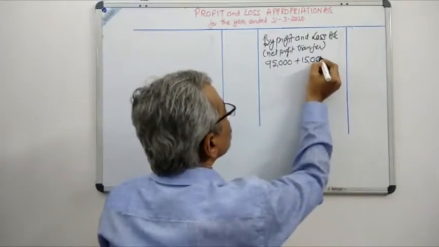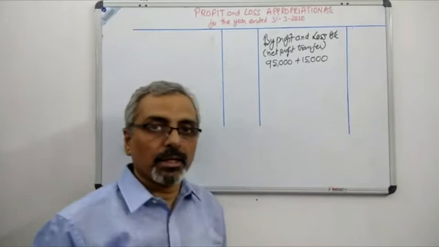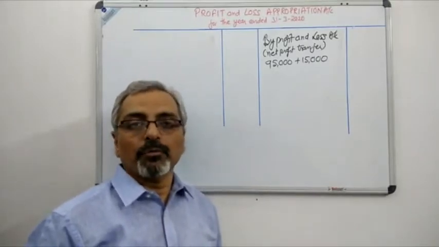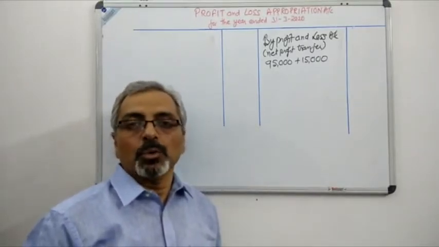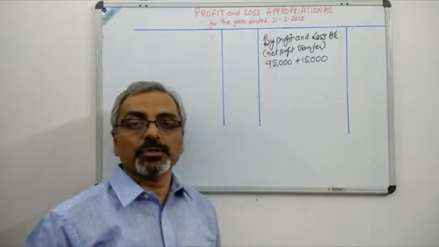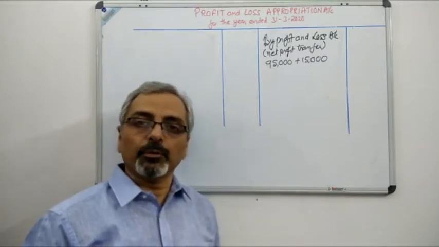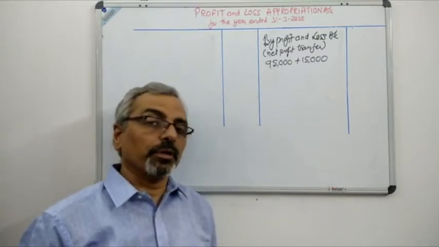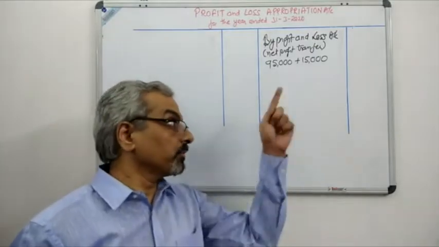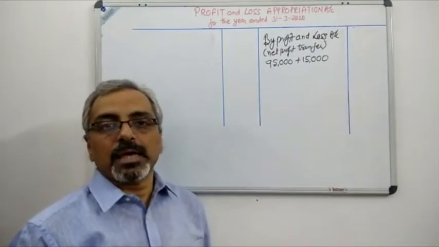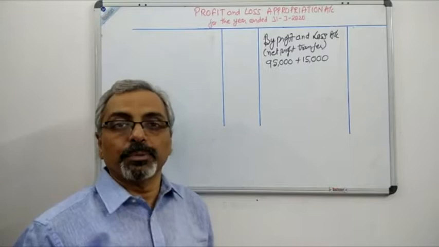This 15,000 was posted by mistake in the debit side of the profit and loss account, which should not be posted over there, because any type of payment made to the partner should be posted in the profit and loss appropriation account. And this 15,000 represents the salary given to one of the partners, Brett.